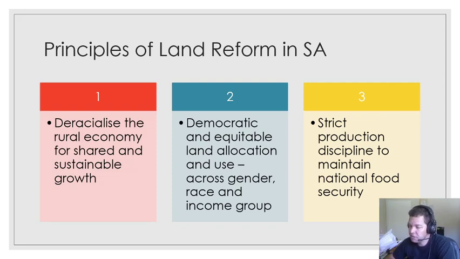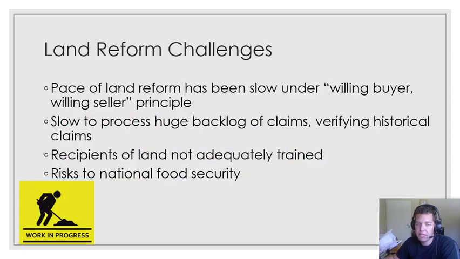The second one is that we're not only looking at race here, we're looking at gender, people with disabilities, and income group, and race as well. We want our land allocation to be shared democratically, so that everyone can have an opportunity to benefit from South Africa's agricultural land. And the third one is, while we do all these things, we have to make sure that we are not compromising our national security, our national food security. We can't just give away our land and then have people not farming that land, because then we will have no food. We'll have to import food, which will have a massive effect on our GDP. So those are the principles of land reform which we are currently following.